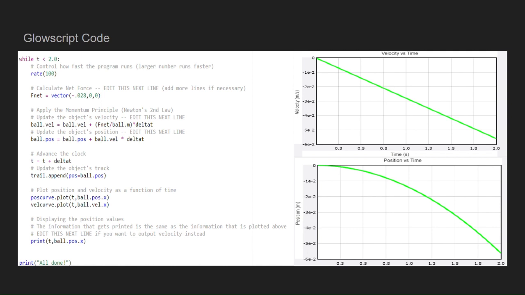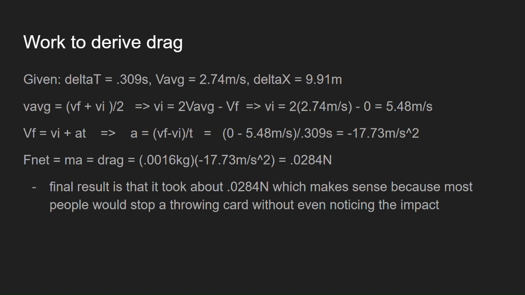Alright, so now to derive drag. We're given delta t. My thing kind of messed up, but it started at about 0.5 seconds and ended at about 0.8 when it reached its max, where VF equals 0. So that took about 0.309 seconds.